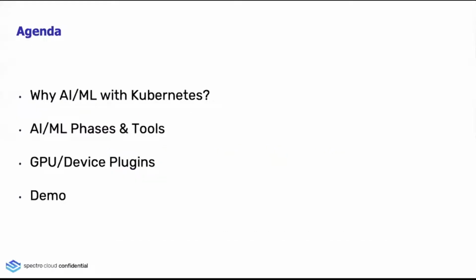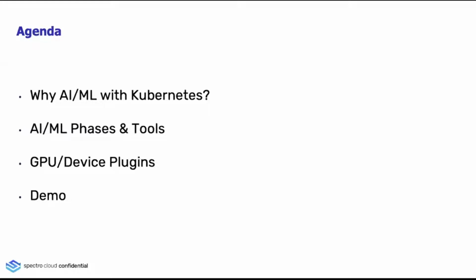So for the agenda, we'll look at why AI, machine learning, and deep learning with Kubernetes. We'll look at some of the high-level artificial intelligence and machine learning phases and tools, and then we'll do a little bit of a deep dive in terms of how to effectively use GPUs and the device plugins in Kubernetes, followed by a demo. After the demo, we'll also go into why SpectraCloud makes AI ML easier and how we take all these different tools and combine them to make it easy for end users to operate production-grade Kubernetes clusters.